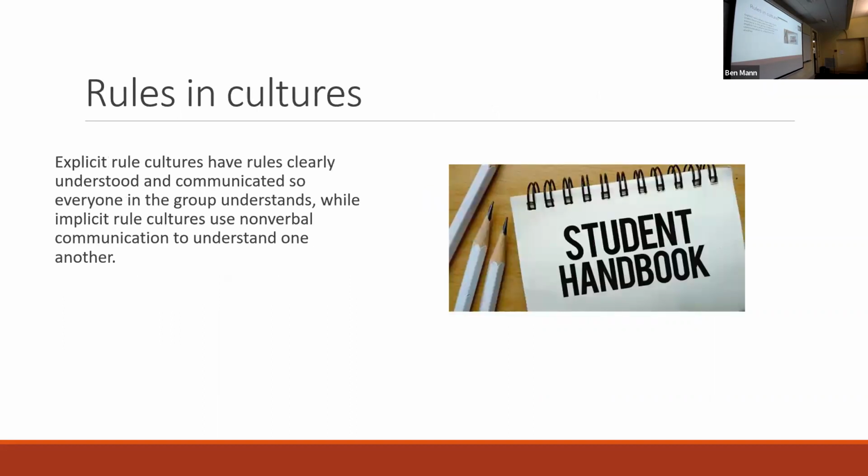So we've talked a little bit about norms and rules. We talked about some of those details last week, but it's also important to recognize these translate into cultures too, right? So on the one end, we have what are known as explicit rule cultures. These are cultures in which the rules are written, they're understood, and they're communicated. It should come as no surprise that more explicit rule cultures also tend to be lower context cultures.